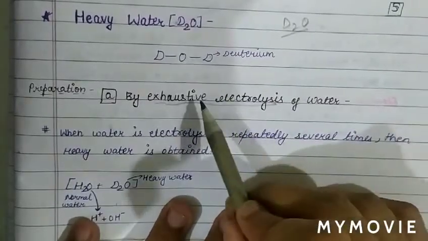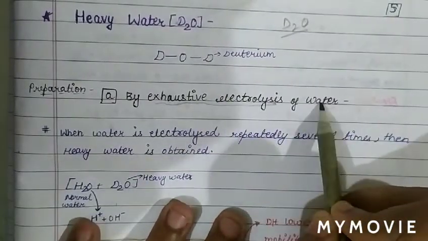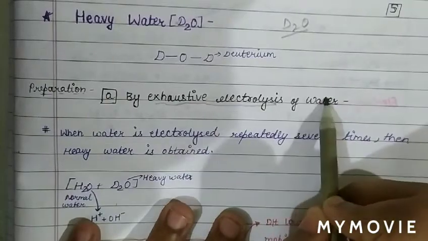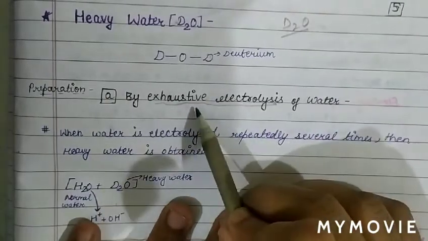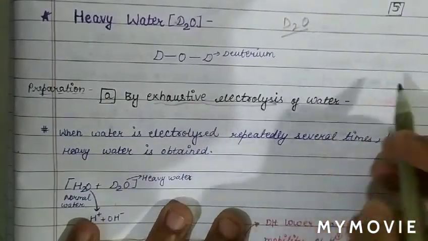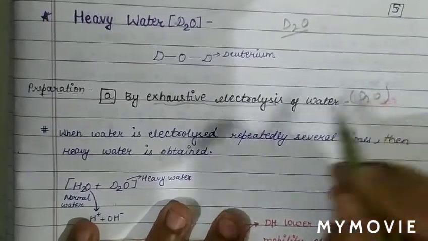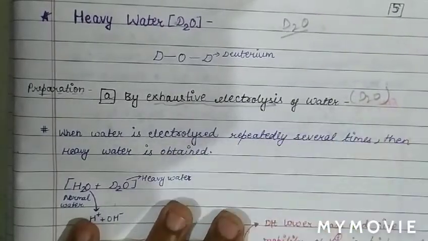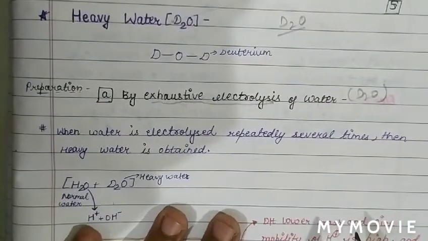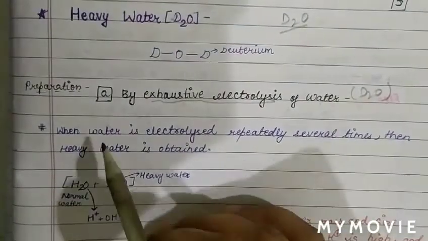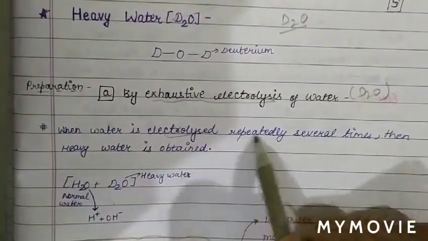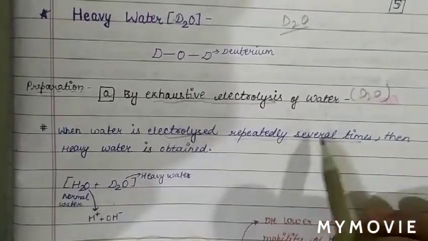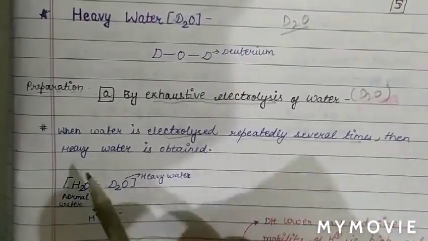On exhaustive electrolysis of water, heavy water is obtained. Heavy water, which is D2O, is obtained by the exhaustive electrolysis of water. See, what is exhaustive electrolysis? When water is electrolyzed several times, repeatedly, then heavy water is obtained.